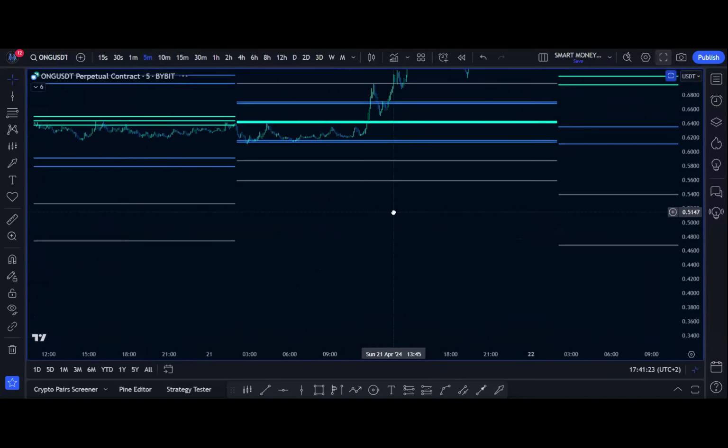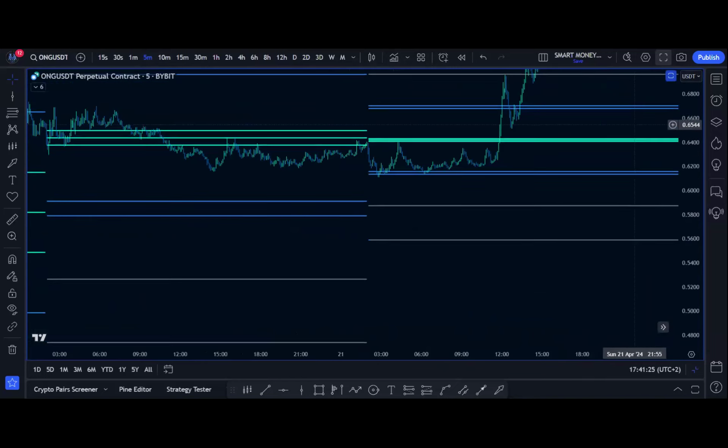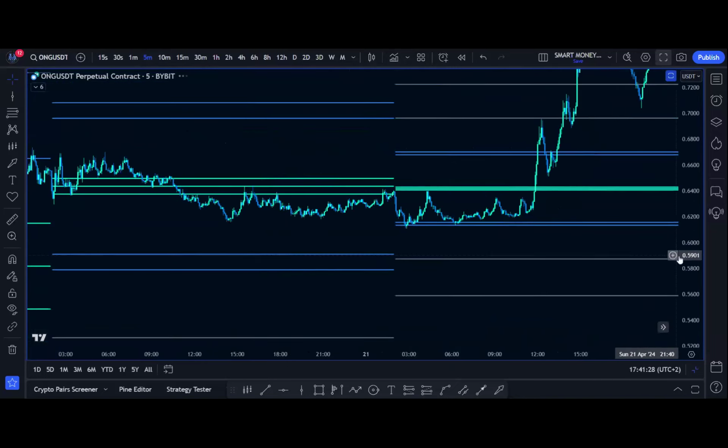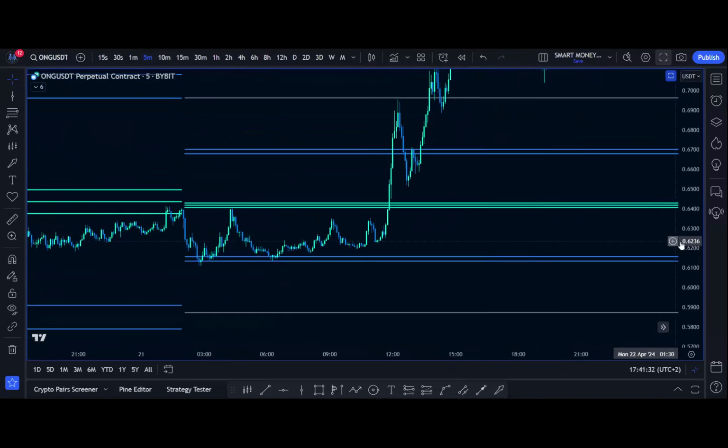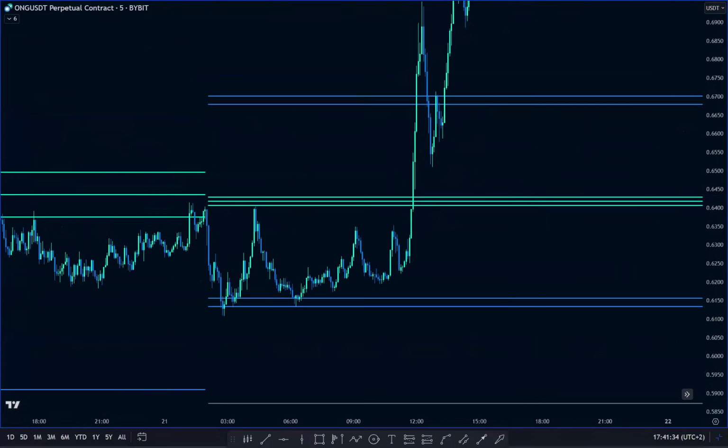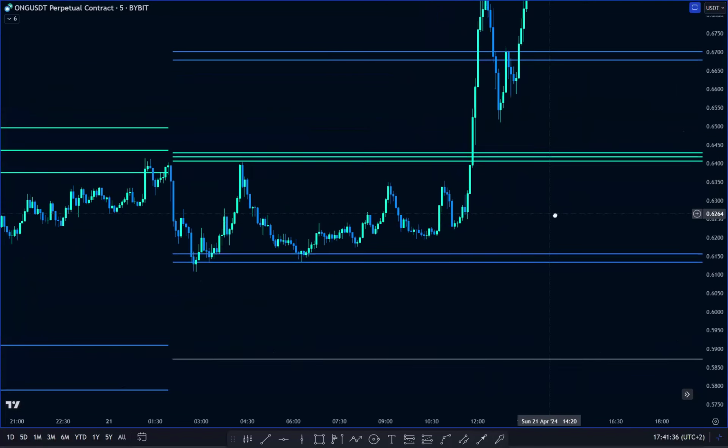You can also look on a 15-minute if you like 15-minute. It will work the same because it doesn't matter what time frame you're on, the pivots stay exactly the same no matter what time frame you're on. This is the beauty of price action indicators.